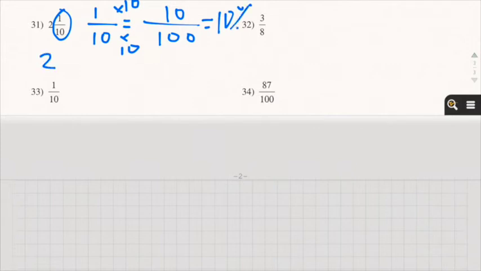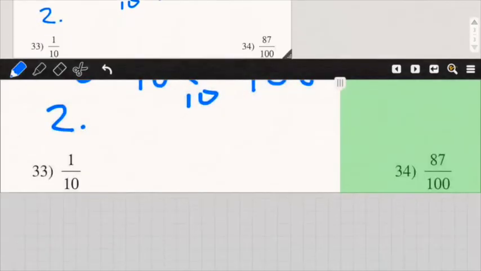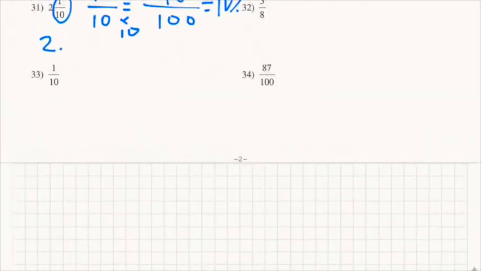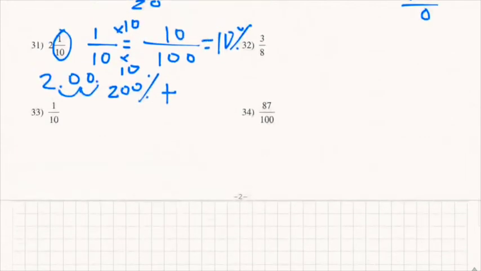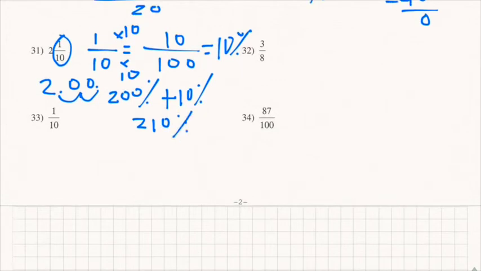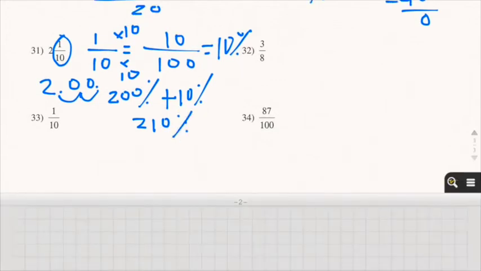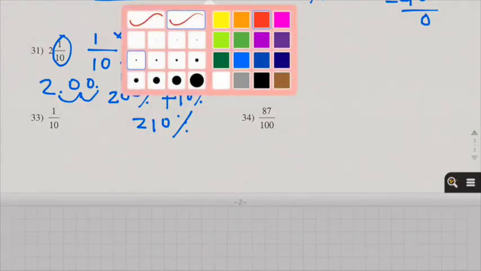Now the 2, because it's written like this with the decimal at the right, we've got to convert that to a percent also. So we have to move this decimal over 1, 2. So we end up getting 200%. Add that to the 10% we had up here, and we end up getting 210%. Okay. That's one method. Let me do a different method down below.